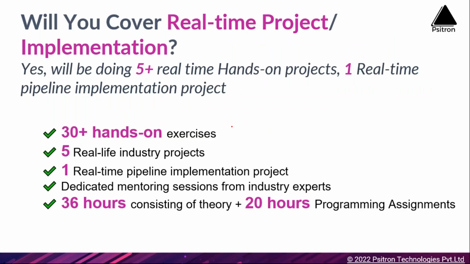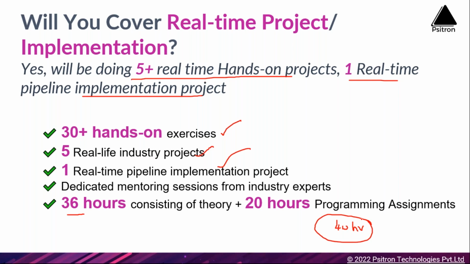So in this particular course, will we be covering any real-time projects or real-time implementations? Yes, there are 5 real-time hands-on projects that we'll be building, and one real-time pipeline implementation project. There are more than 30 hands-on exercises, 5 real-time projects, and one real-time pipeline implementation project. Altogether, it's an average of 40 hours of hands-on certification course.